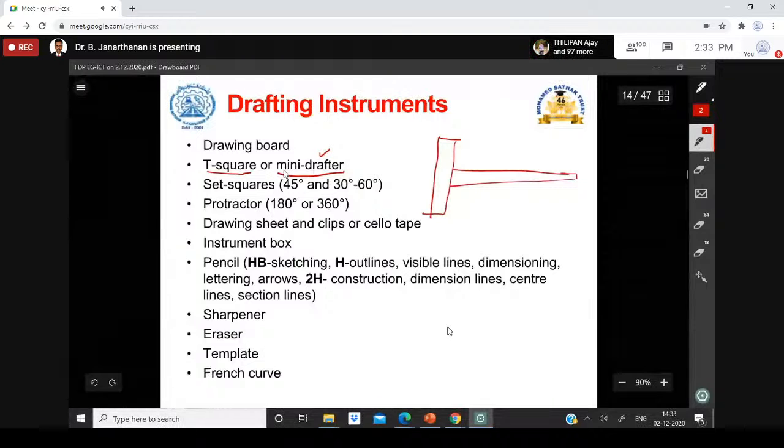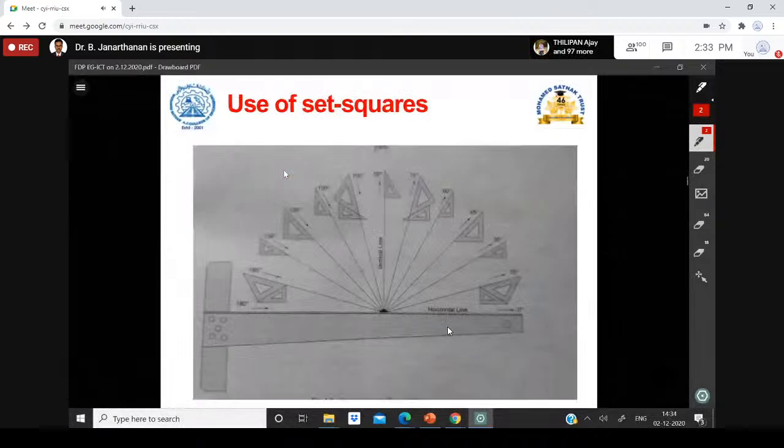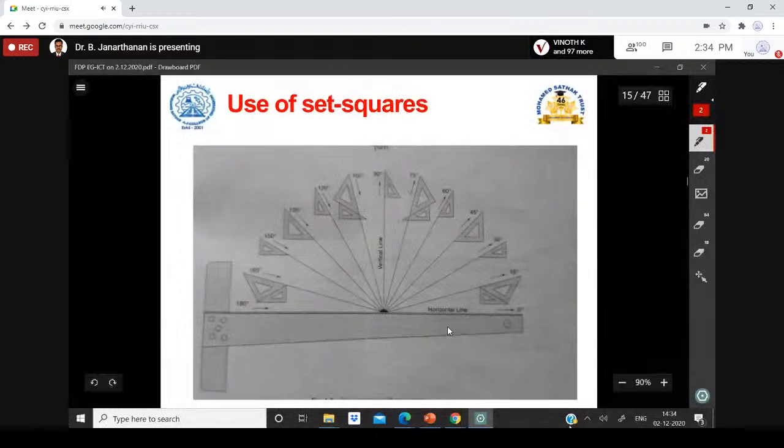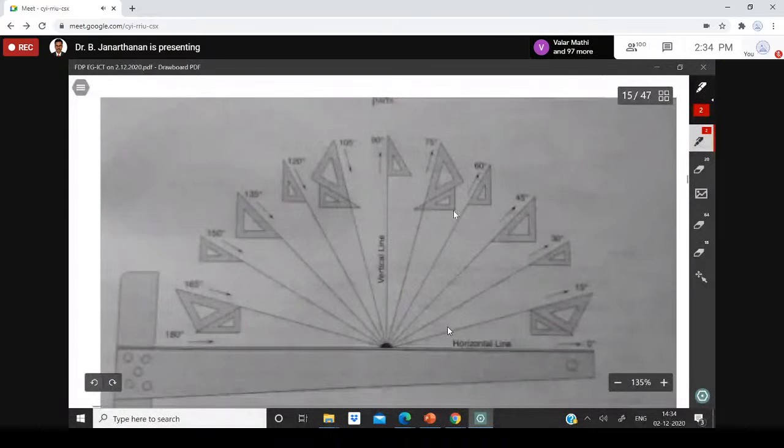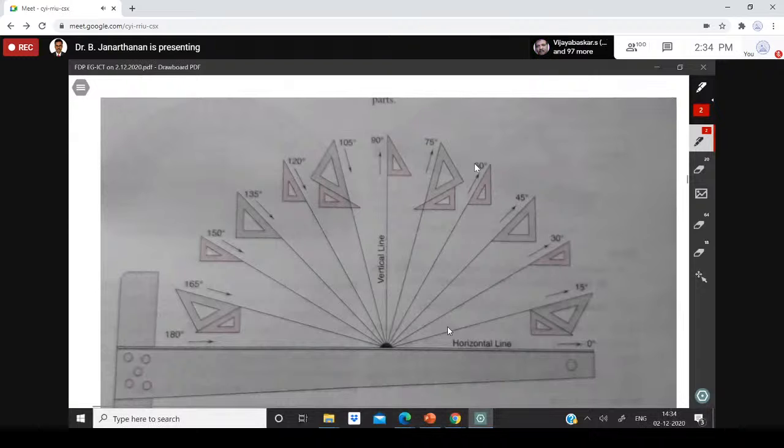So some of the students are not able to understand how to use set squares, and they don't even take the set square outside of their instrument box or geometry box. So this is how you can use it for making different angles. So this is the base. This is the T-square, what I have been talking about in the previous slide. So you can use the mini drafter as the reference.